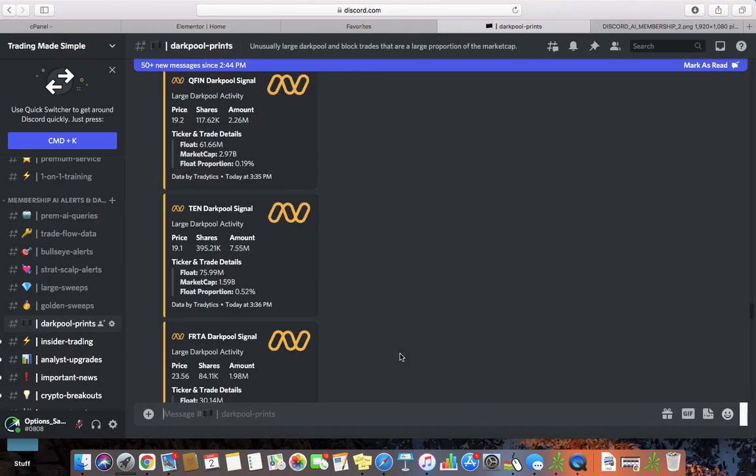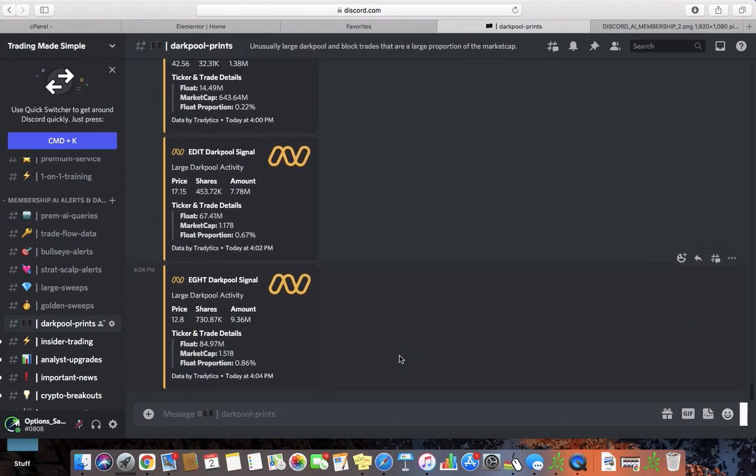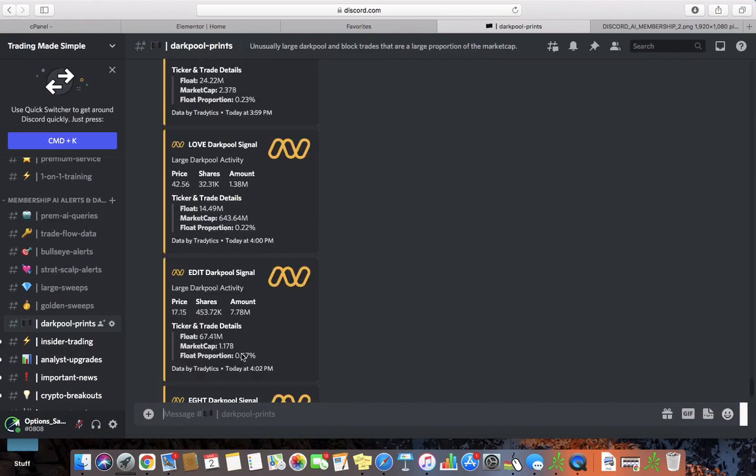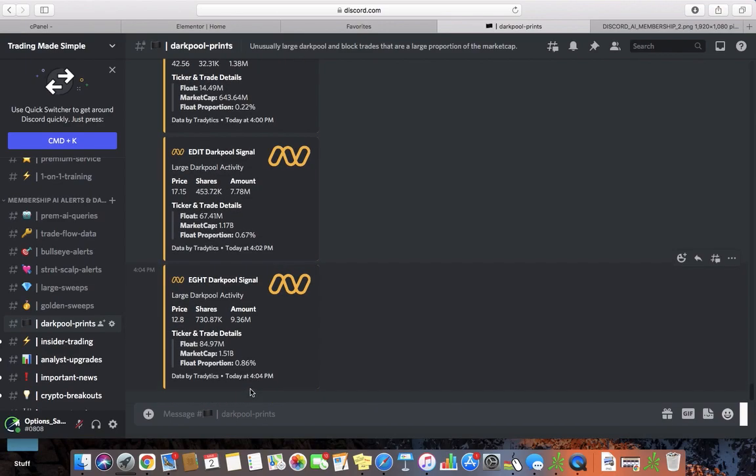Dark pool prints, dark pools. Usually dark pools are block trades that are large in proportion of the market cap. They do them under the cover of darkness, I would say. They don't want anybody to know, and by the way, this usually gets reported a day later, so you know that. It looks like all of these were reported this afternoon. And so here we have EGHT dark pool, 730,000 shares.